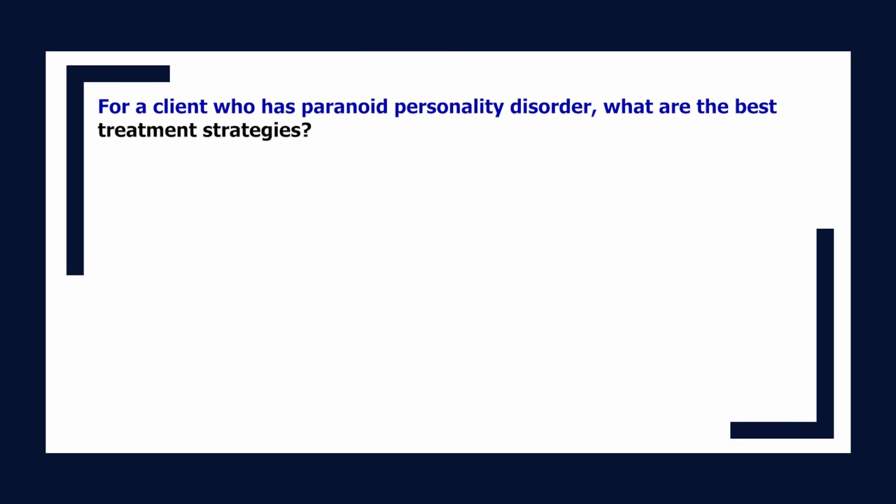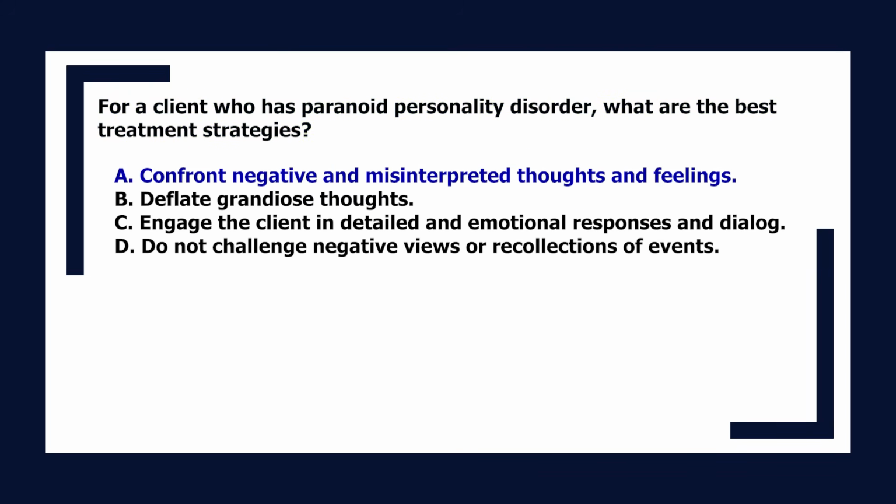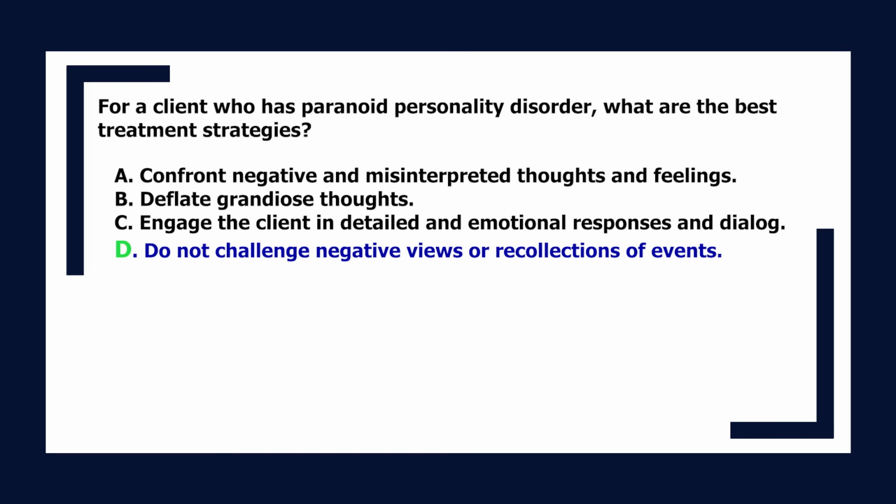For a client who has paranoid personality disorder, what are the best treatment strategies? A. Confront negative and misinterpreted thoughts and feelings. B. Deflate grandiose thoughts. C. Engage the client in detailed and emotional responses and dialogue. D. Do not challenge negative views or recollections of events. The correct answer is D.